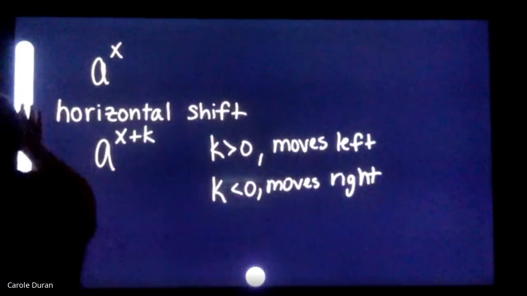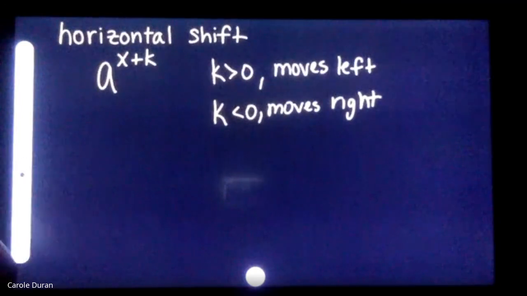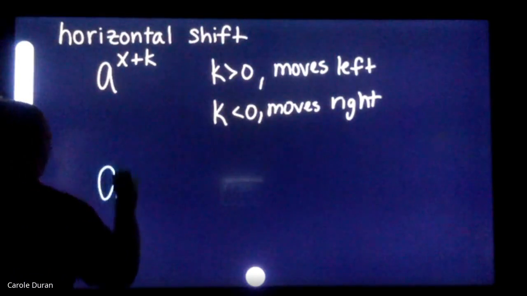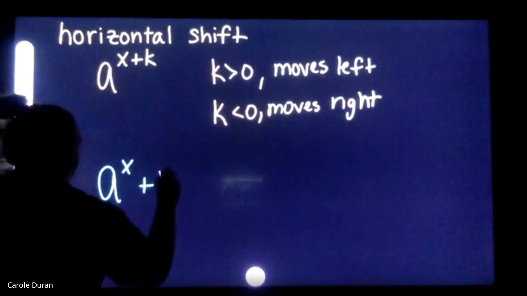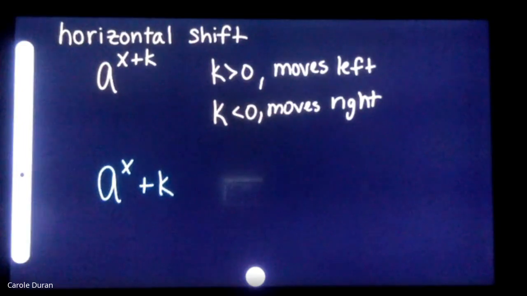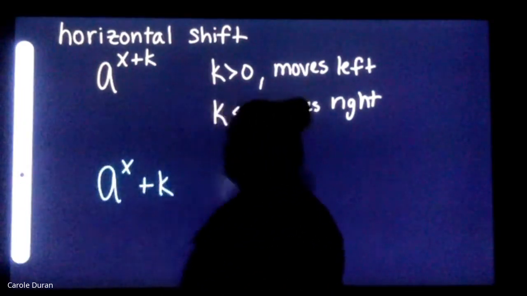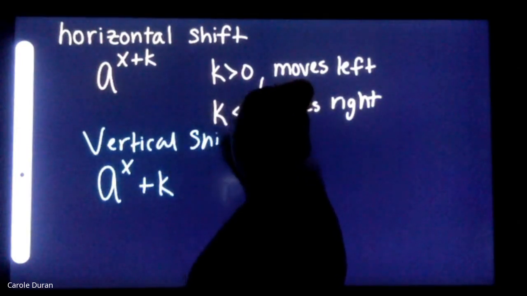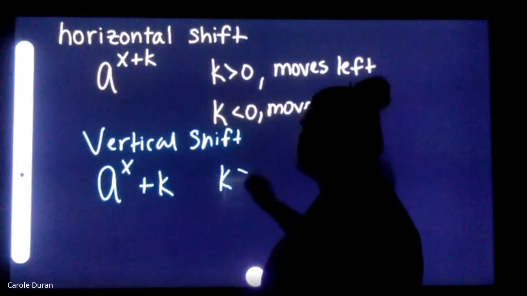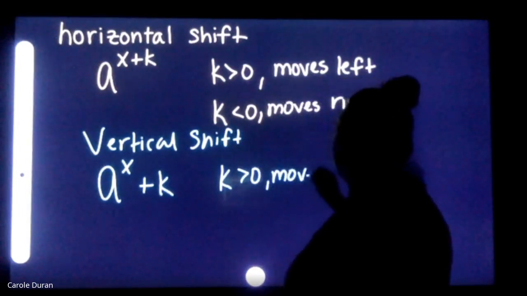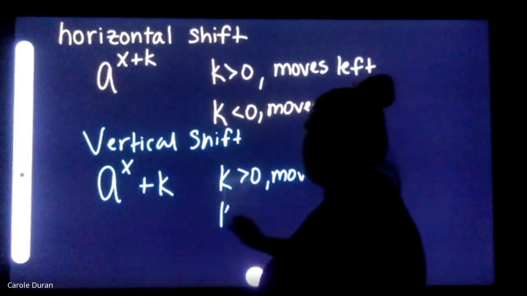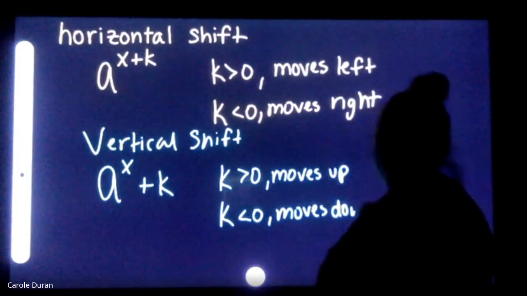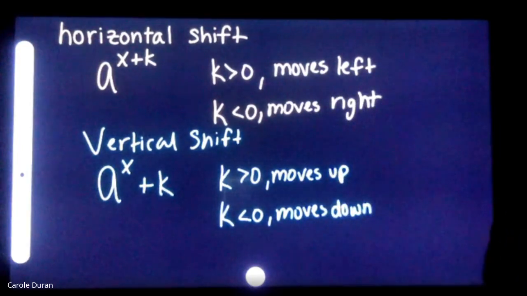We can also have a vertical shift then, which is k being added or subtracted to the entire function. So this would be a to the x and then plus k down at the same level as the A. And this one behaves just like our verticals did before. I should say this is a vertical shift. If k is greater than 0, we shift up. If k is less than 0, we shift down. And we shift however many units k is.